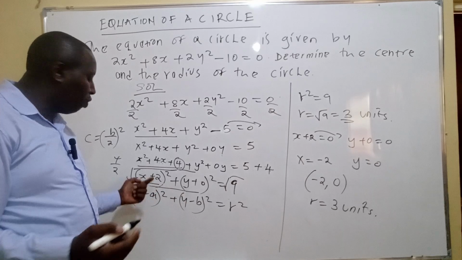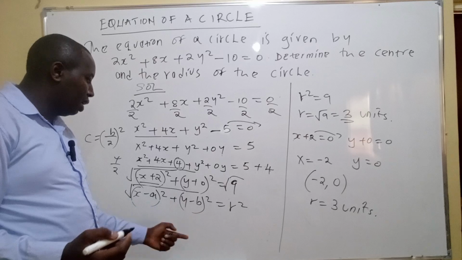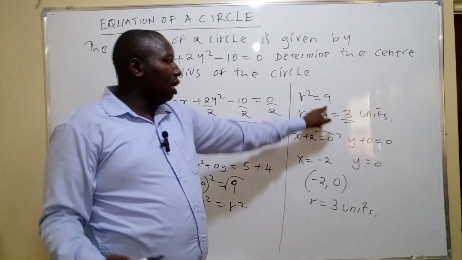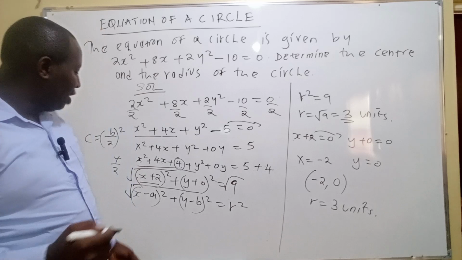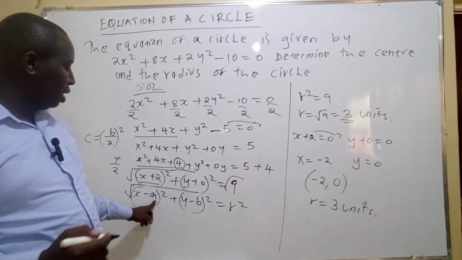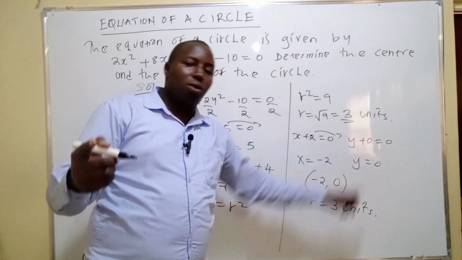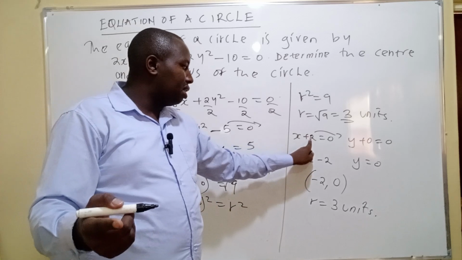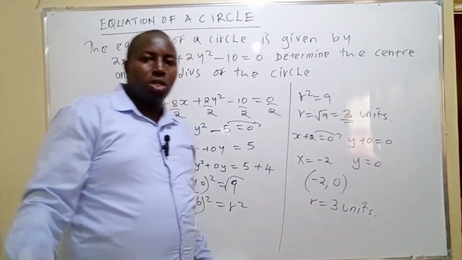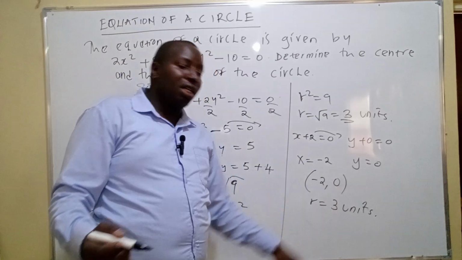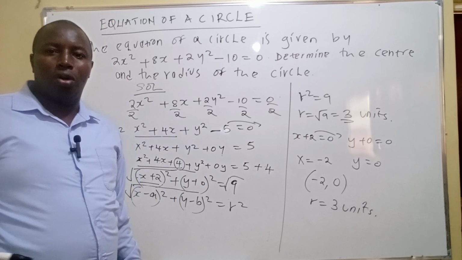Now, because the general formula of finding the equation of a circle is x minus a squared plus y minus b squared equals r squared, and our r squared equals 9, therefore r is equal to 3, the square root of 9. And then for the center, you find the square root of x minus a squared. You get x plus 2 equals 0 and y plus 0 equals 0. Bringing the 2 to the other side, you get negative 2, and the y becomes 0. So the center becomes negative 2, 0, and the radius becomes 3. So that is how you solve the equation of a circle.